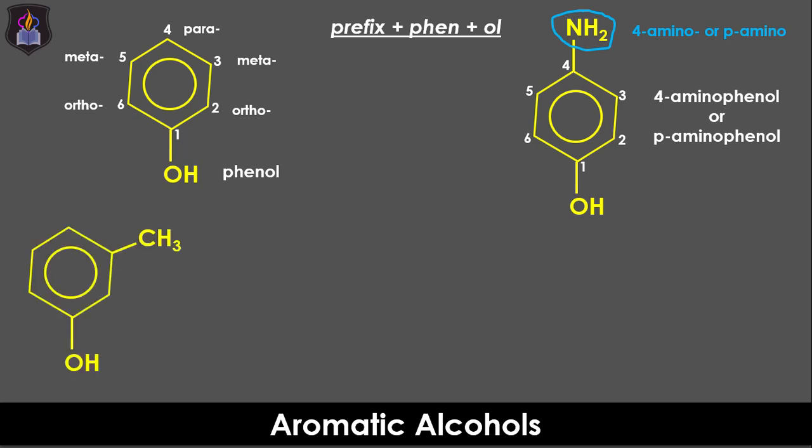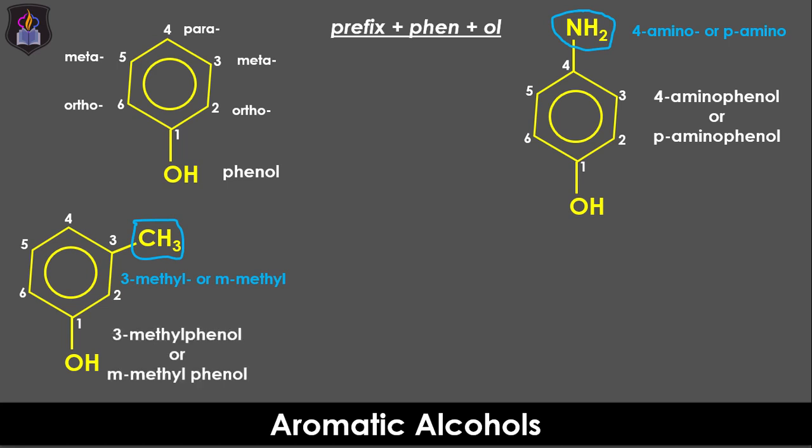In the third compound, the ring is numbered in the anti-clockwise direction that gives the methyl substituent a lower positional number of 3 and not 5. And being a meta position, it forms the prefix 3-methyl or meta-methyl. Therefore, combining the prefix, root and suffix, we obtain 3-methylphenol or meta-methylphenol as the name of the compound.